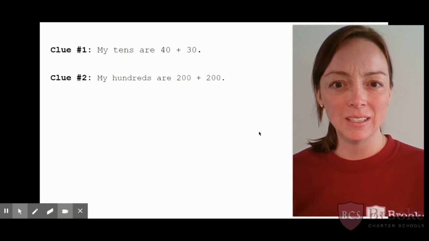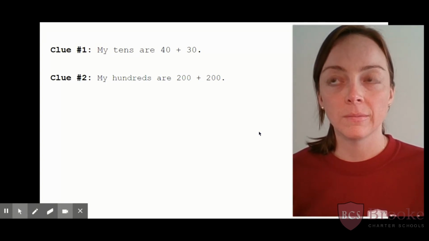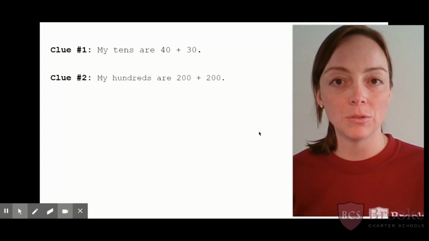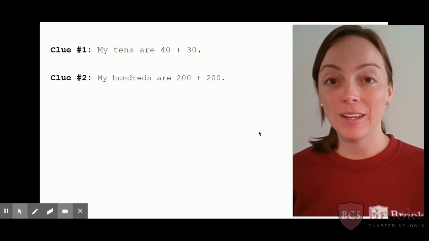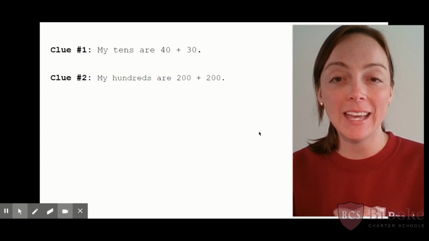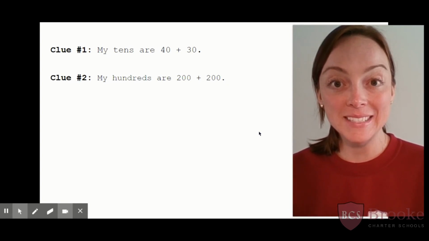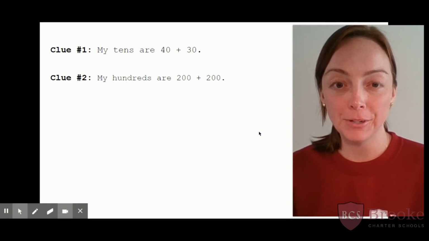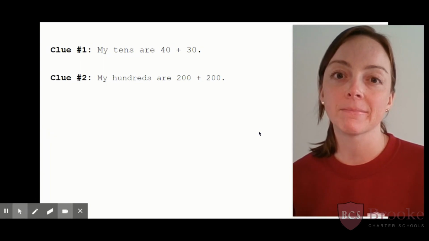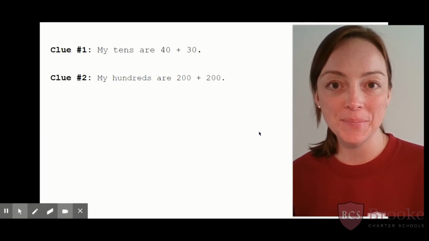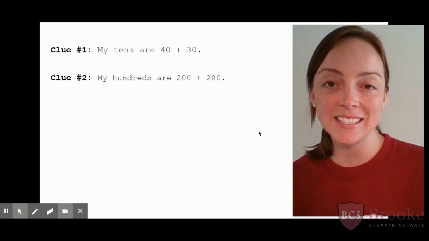How many hundreds? 200 plus 200. Maybe I'll just draw 200 circles and then 200 more, right? No way, that would take forever. If I have 200s and 200s and I put them together, how many hundreds is that? Exactly, 400. So 400s and 7 tens. Any guesses for the mystery number? That's a good thought. Let's see the next clue.